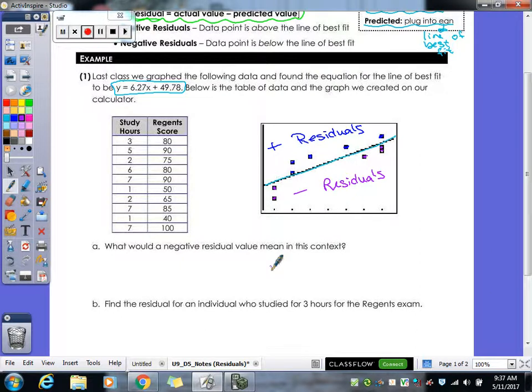Yeah? With the whole buying a car thing, and you have residual left, what would a positive residual be? The positive residual is what you have left to pay for it. There's no negative residual for that, really. So for these ones, what we're trying to do is figure out the distance between those points and that line of best fit. That's what our residual tells us.